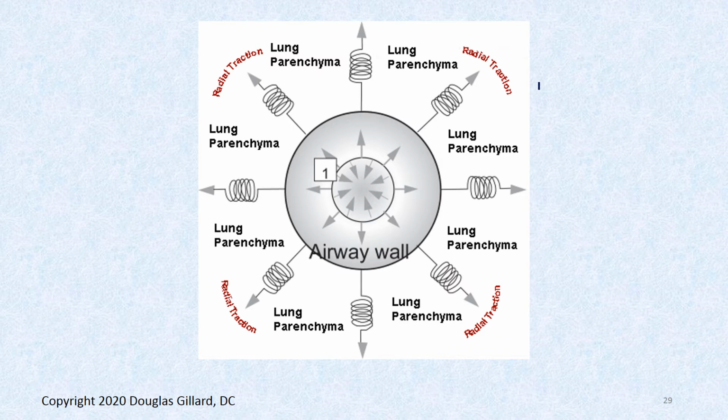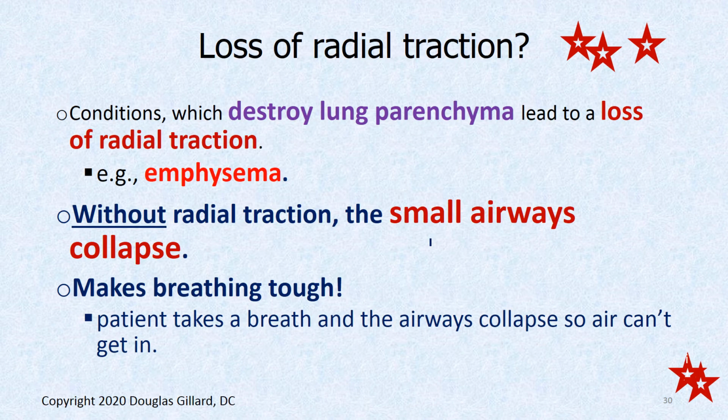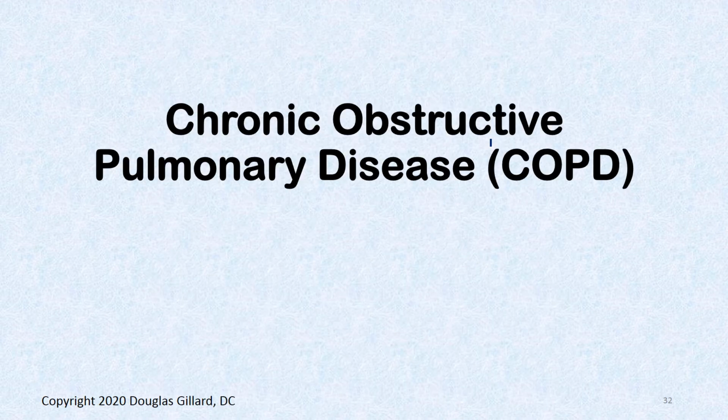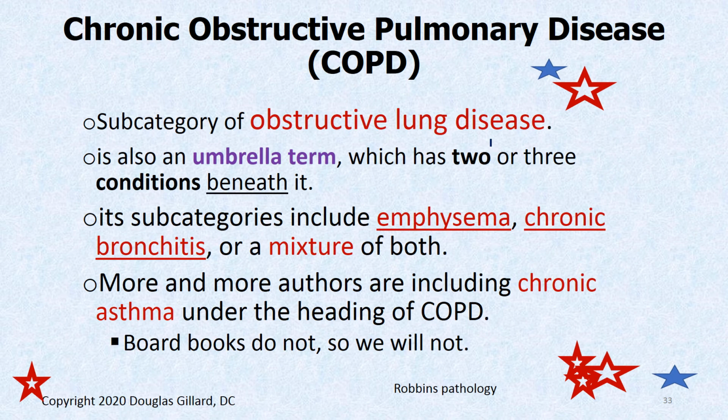The airways will collapse. So here's the kind of cartoon of elastic fiber within the lung parenchyma that is attached to the small airways and holds them open. Destroy the parenchyma, as we said, in diseases which affect the parenchyma of the lung, like emphysema, and there goes your radial traction, and there goes your small airway, and you have a tough time breathing. We've seen that before. There's the destroyed elastic fiber, and the tube collapses, and the patient has trouble. That's emphysema.